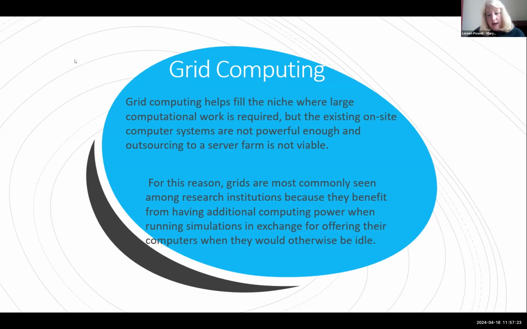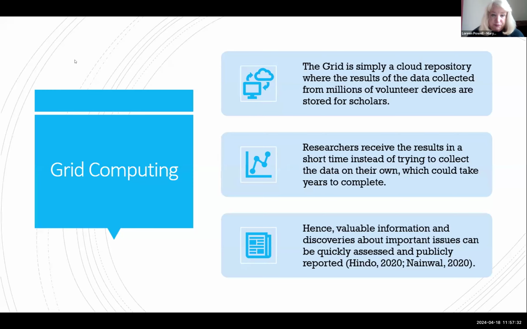So we can see, again, utilizing resources from all over the world to come together for our computing power and use it for good. The grid is ultimately becoming even more powerful, right? Because we can simply look at it as basically a cloud repository where the results of the data we're collecting from millions of volunteers throughout the world go through that process.